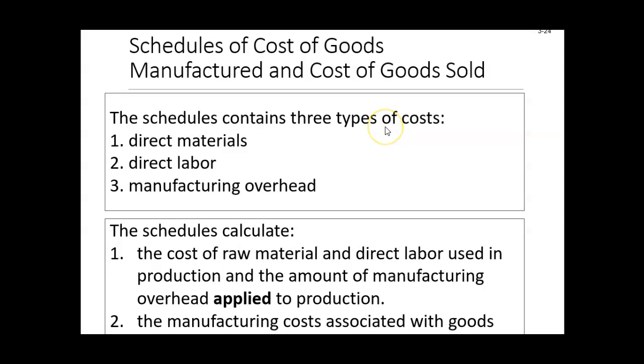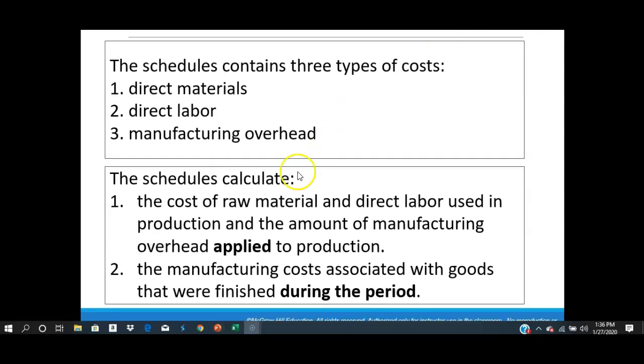When you think about your product cost, again, you have three components: direct materials, direct labor, and manufacturing overhead. So the actual schedule we'll look at now will show the cost of all the raw materials and direct labor that was used in production, and the amount of overhead that was applied during production to that job. And we'll look at the total manufacturing costs associated with the goods that were finished during that particular period.